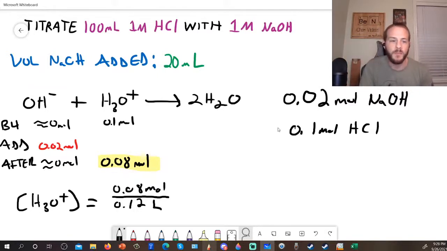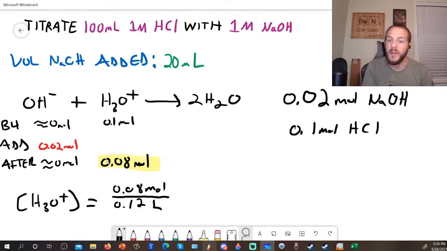So, all right, let me just recap what we did here. We had 20 milliliters of sodium hydroxide. We converted that into moles, right? And then we set up this little table here that shows us the conditions of the solution before the addition, what the addition is, and after the addition, right? Before the addition, we had 0.1 moles of hydronium ion.